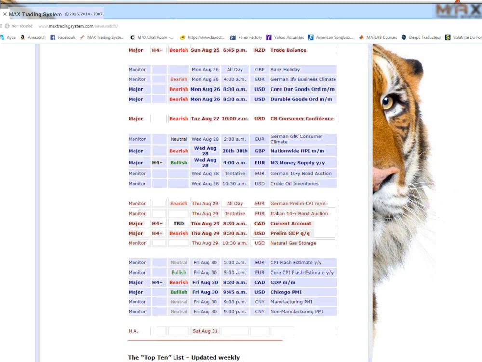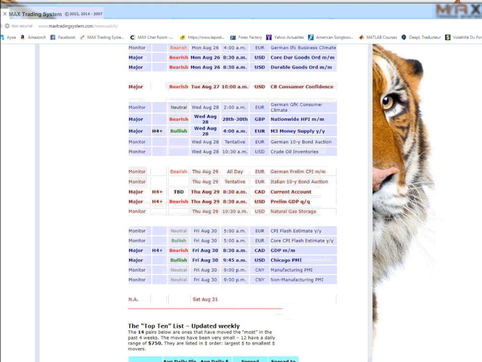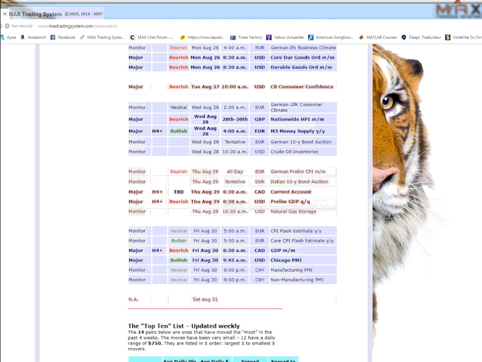It shows a list of the news that's coming up. This is for last week. And around those times we avoid trading because the volatility can impact on your account. There's a lot of detail in it. The information on how to use this information is at the bottom.